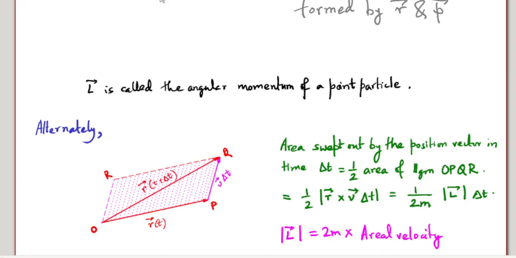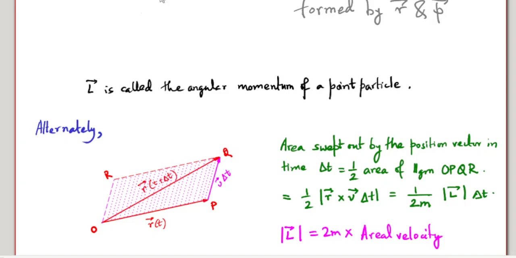Now, if you look at the area swept out by the position vector in this time, that's the area of this triangle, OPQ. That's of course half the area of this parallelogram, OPQR, and from the same considerations that we had just used a while ago, the area of the parallelogram is nothing but the magnitude of the cross product between R and V delta t. So R cross V delta t's magnitude, halved.